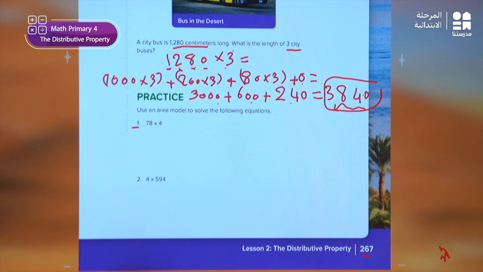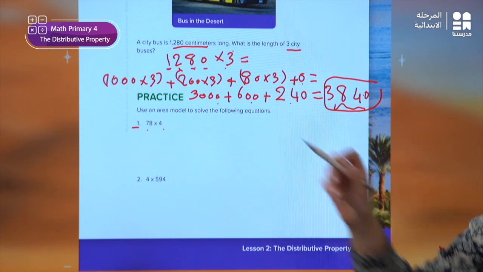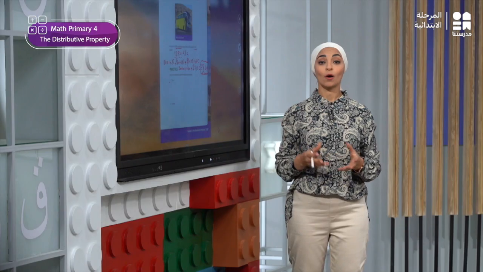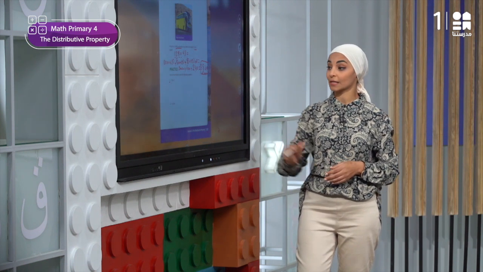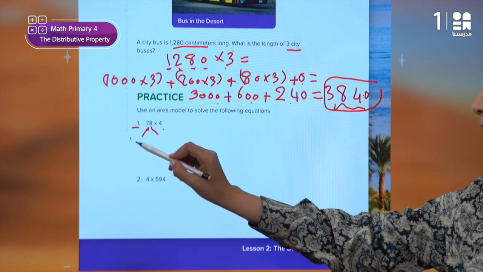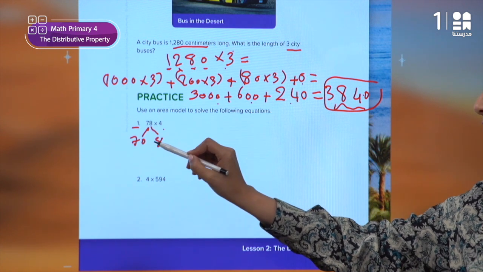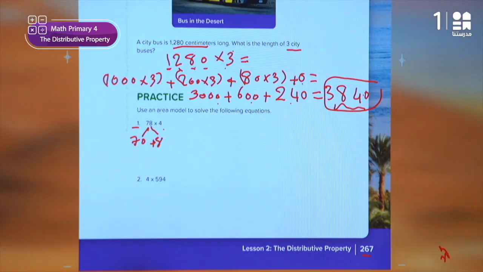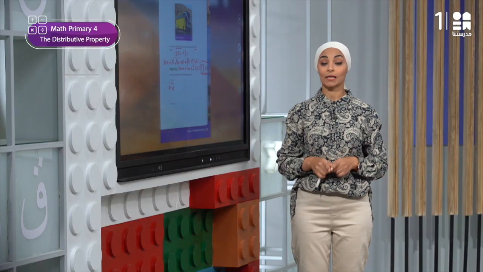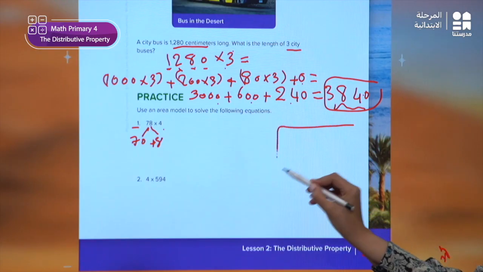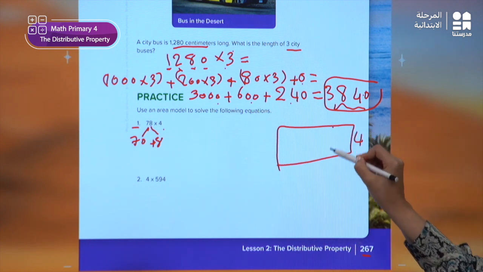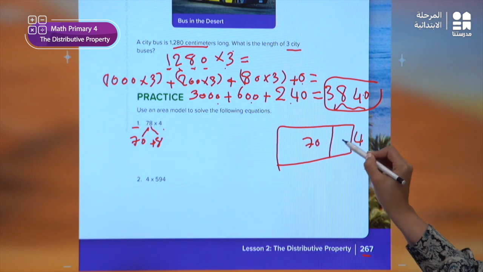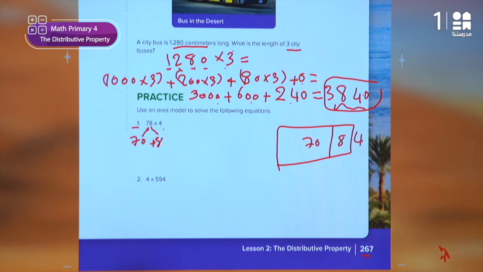Problem number 1, what does it want me to do? It wants me to do 78 times 4. So how can I multiply 78 times 4? Yes, first I will decompose 78 into 70 plus 8. Right? I will split it into 70 plus 8. Then what will I do? I will draw a model as you can see here. I draw my model. This is 4 and this is 70 plus 8. Right?